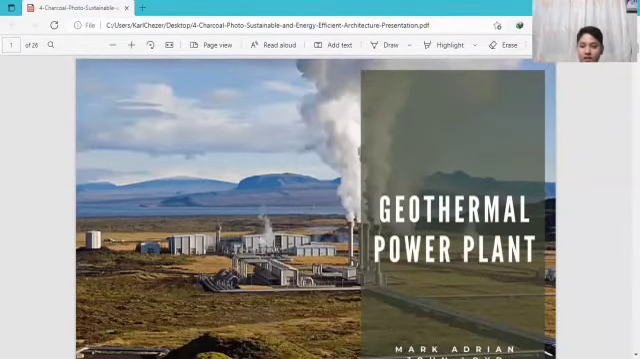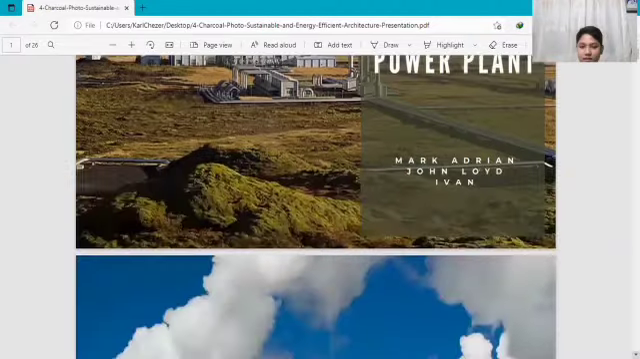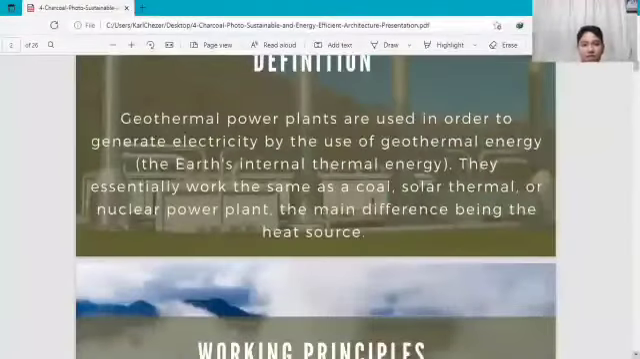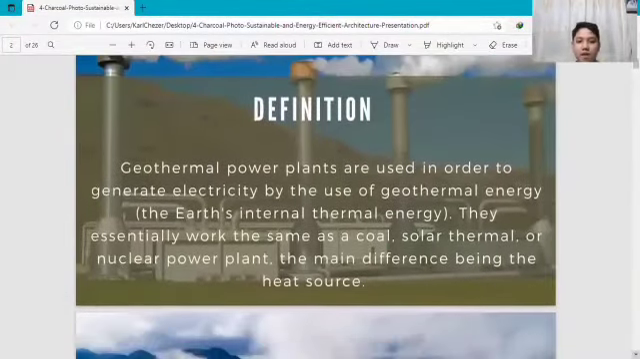Geothermal power plant. Definition: geothermal power plants are used to generate electricity by the use of geothermal energy, the Earth's internal thermal energy. They essentially work the same as a coal, solar thermal, or nuclear power plant. The main difference being the heat source.